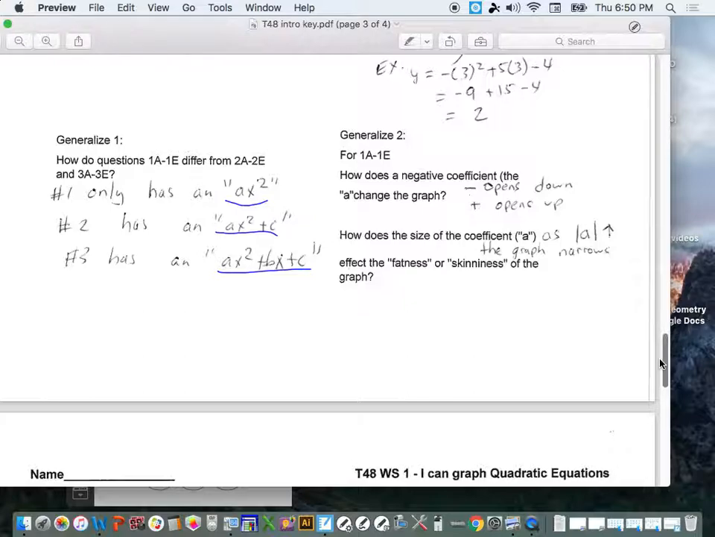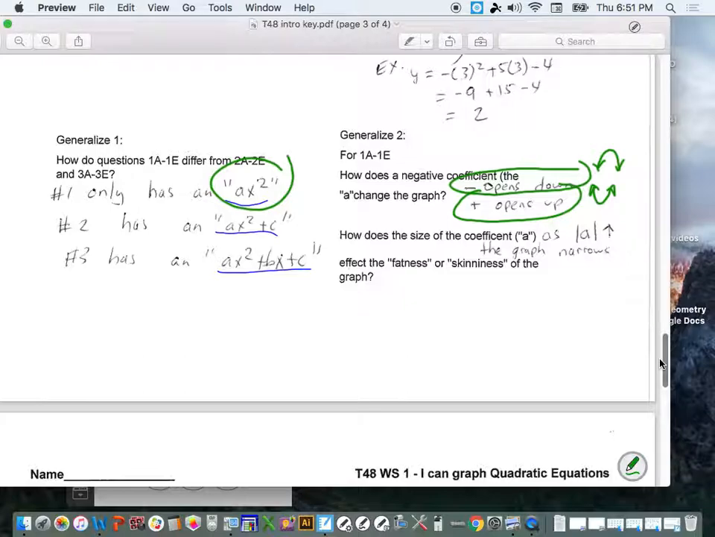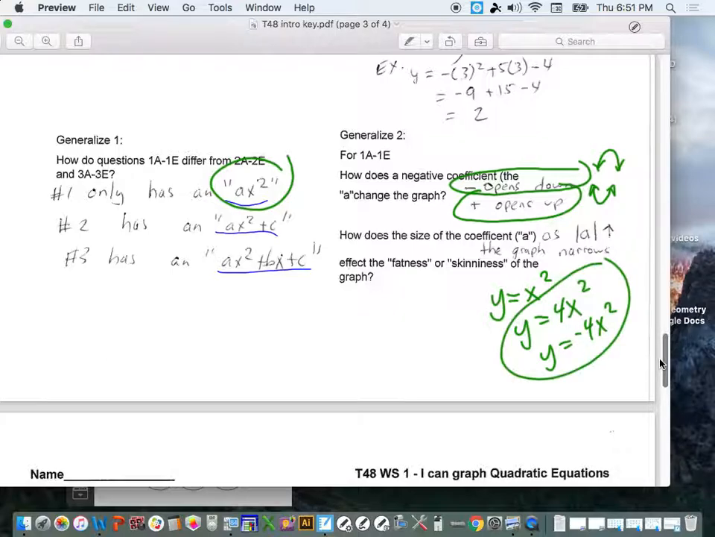We talked about how, for the problems in number 1, if the a value is negative, it opens down. If the a is positive, the parabola opens up. The other thing that matters is that as the absolute value of a gets bigger, the graph gets narrower. So for example, this equation isn't as narrow as this equation or this equation. These two would have the same narrowness because the absolute value of 4 and negative 4 is both 4.